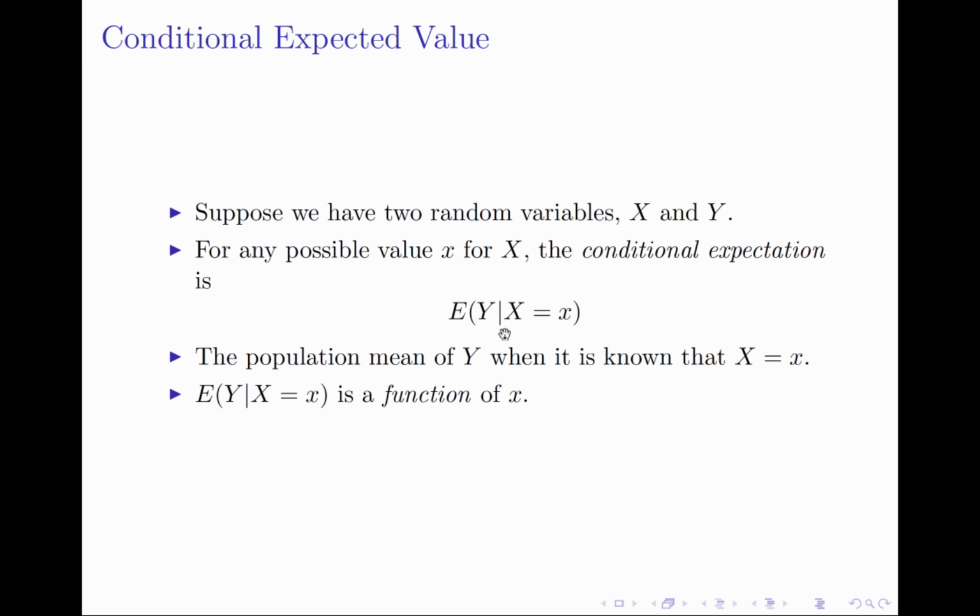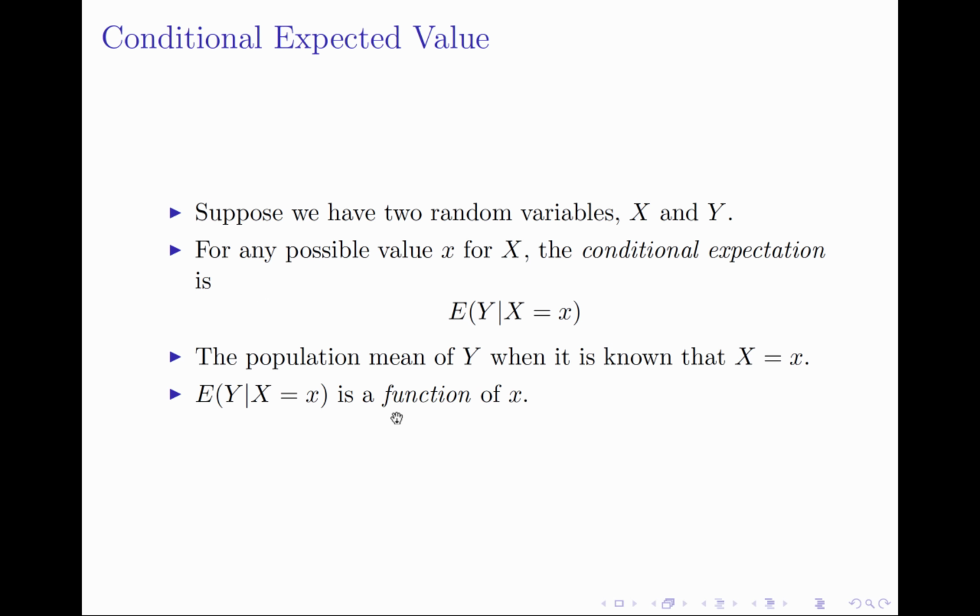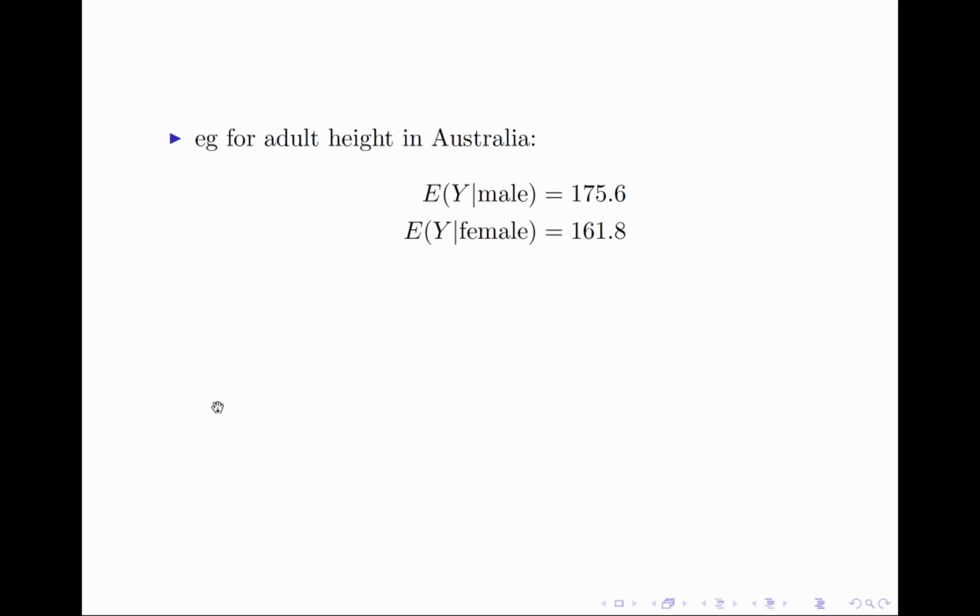Now, remember the unconditional mean of y was a single number. The conditional mean of y is a function of x. As we vary the value of x, in general, we can get different values for the mean of y. So that's what we mean by a function. Okay? Different values for x correspond to different values for the mean of y.